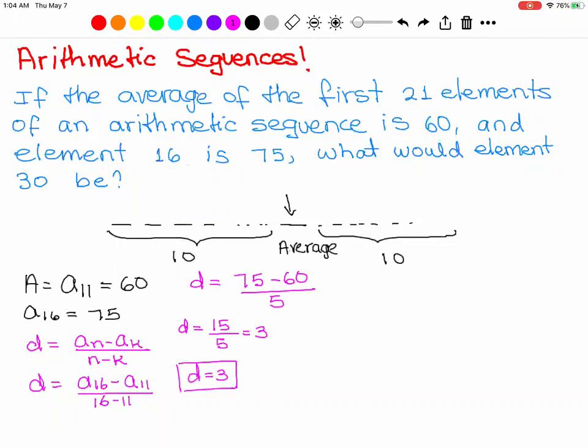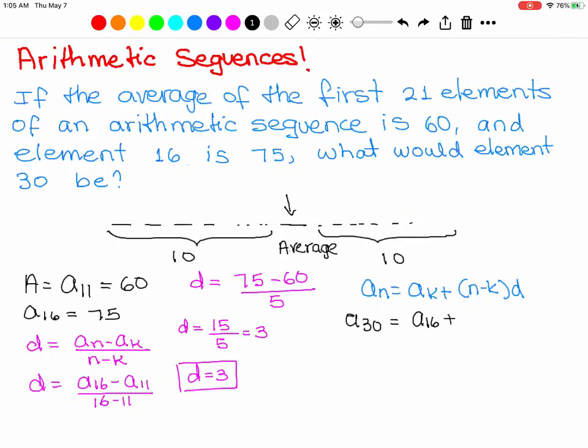Now they're asking us what would element 30 be, for which we apply the other formula we learned, which is A of n is equal to A of k plus n minus k times D. In this case, we are looking for A of 30, right? So A of 30 is equal to, what is A of k? A of k means pick another element in the sequence that you already know. You can either pick A of 11 or A of 16, whichever you like. So in my case, I'm going to pick A of 16 because it's closer to A of 30.